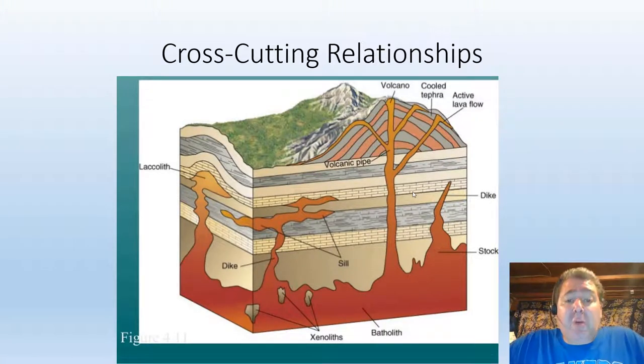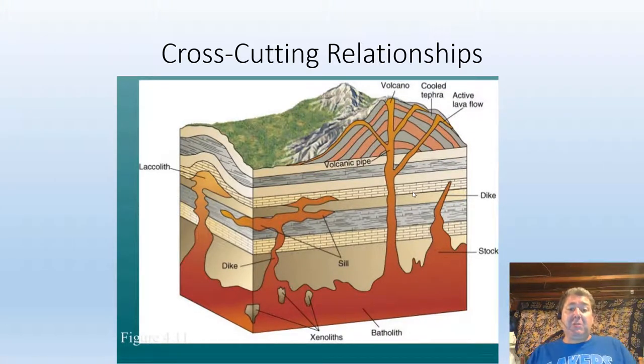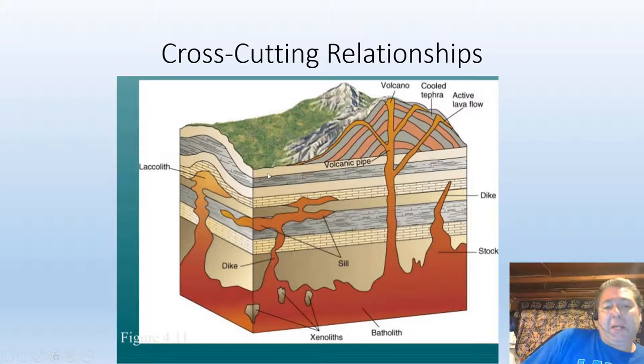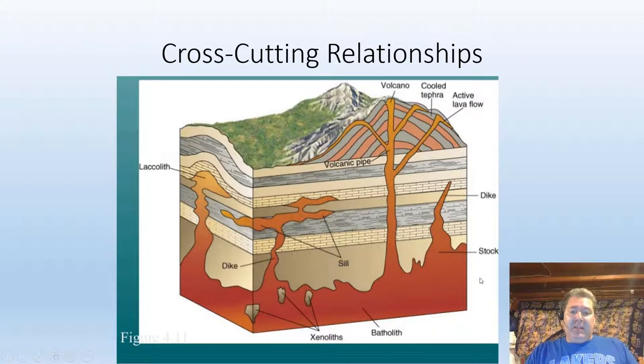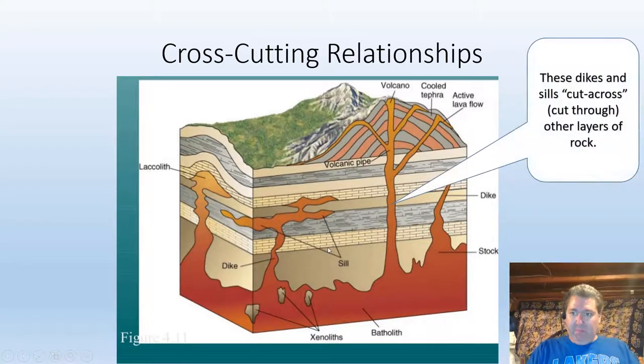Here's another example of cross-cutting relationships. Take a look at this block diagram of our Earth. What we're seeing are layers of rock being laid down horizontally, and then we're seeing these magma and lava pockets that are intruding or cutting through and into these sedimentary rocks.